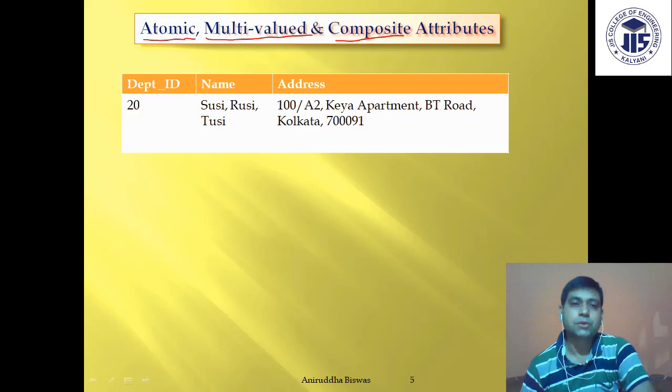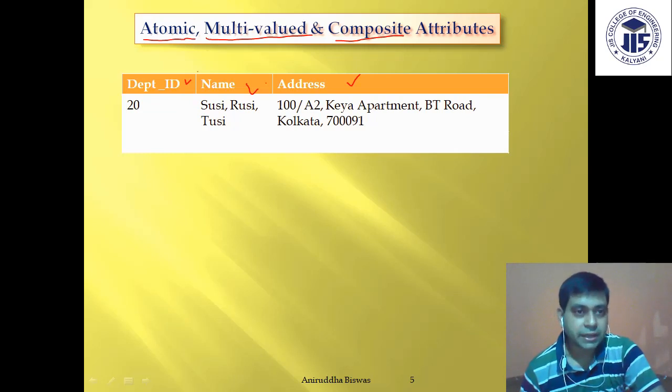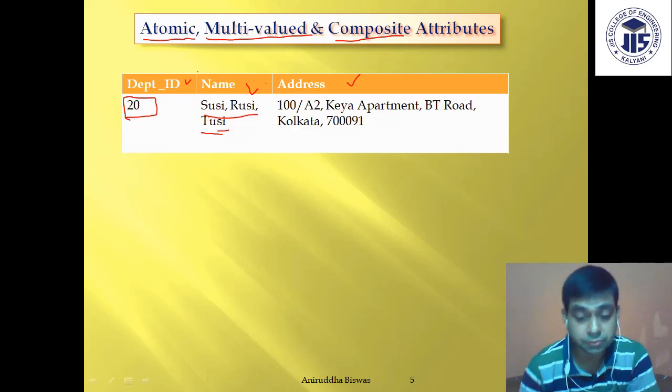Okay, so here in the relation, I mentioned three different columns: ID, department ID, then name and the address. The department ID is a single and simple value. It has an integer 20, and in the name field it contains three names, Susi, Rusi and Tusi. So it contains multiple values. An attribute which contains multiple values is called a multi-valued attribute.